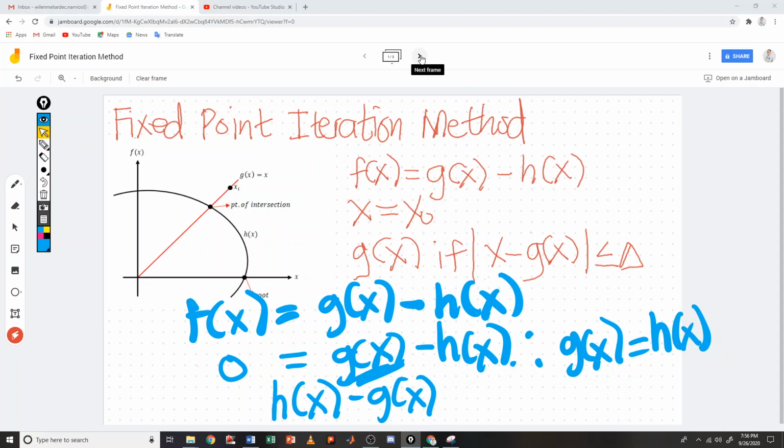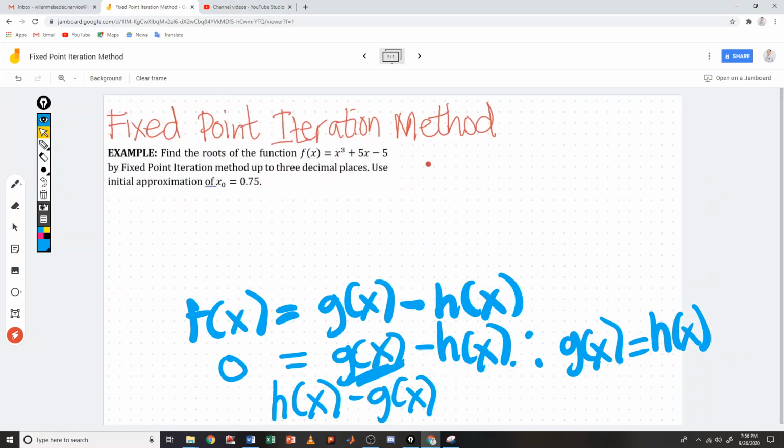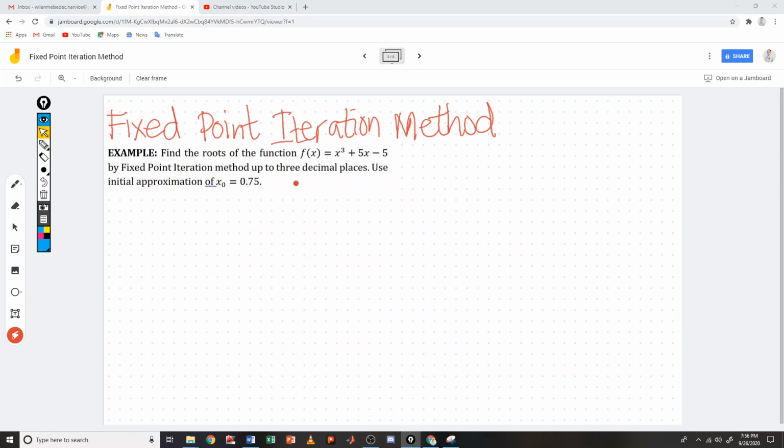So let's have an example for this method to visualize what it is all about. Find the roots of the function f(x) = x^3 + 5x - 5 by the fixed point iteration method up to 3 decimal places. We use an initial approximation of x0 = 0.75. So we have here given an initial approximation x0 of 0.75.